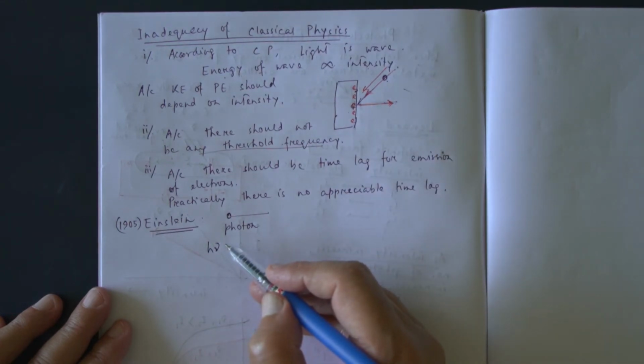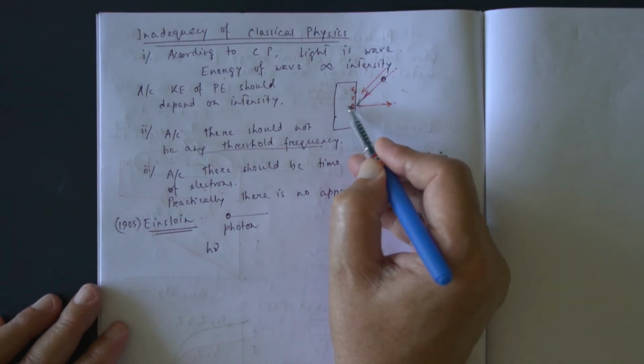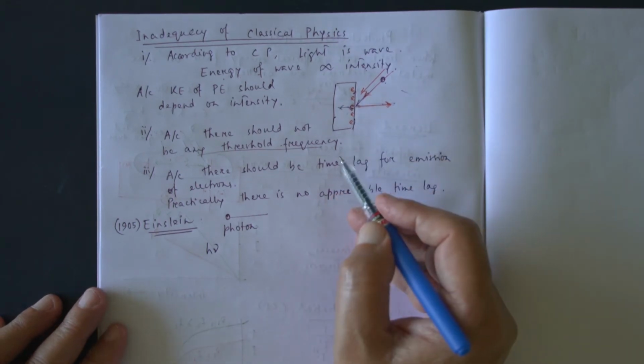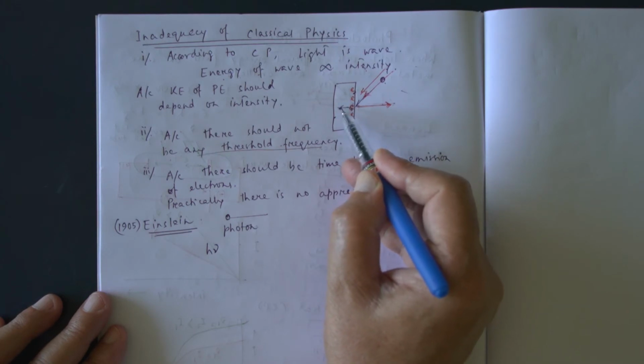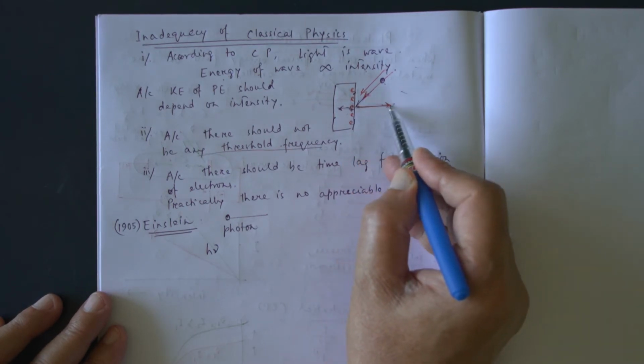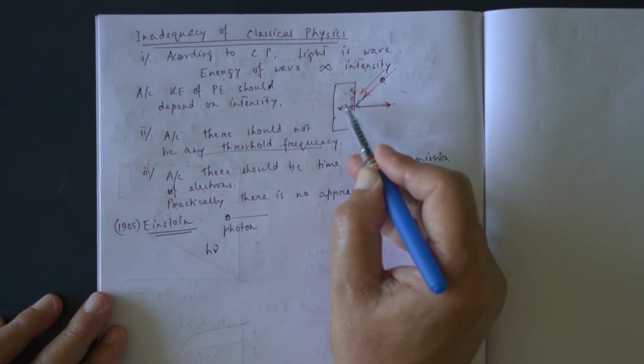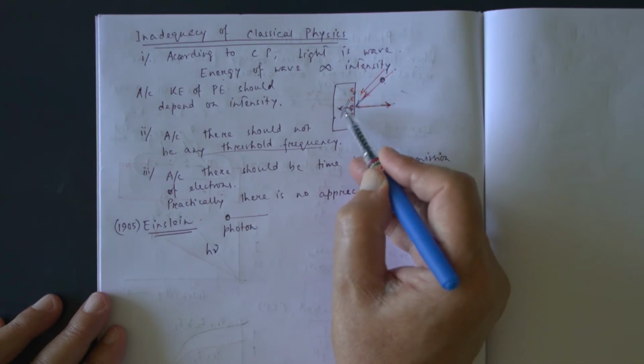Okay. Now the electron is bound to the metal, bound to the nucleus. The electron is bound to the nucleus. For the electron to come out, first this attraction must be broken.